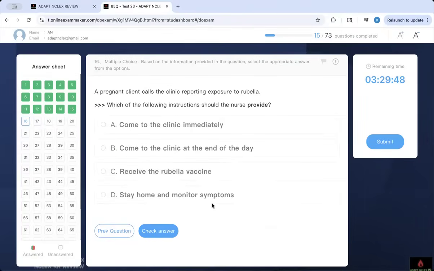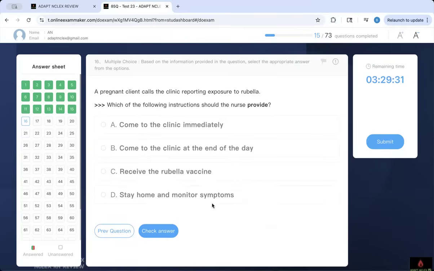Which of the following instructions should the nurse provide? The pregnant client called the clinic reporting about rubella. I've been exposed to rubella. What should you tell them? Come to the clinic immediately. Come to the clinic at the end of the day. Receive the rubella vaccine. Stay home and monitor your symptoms.